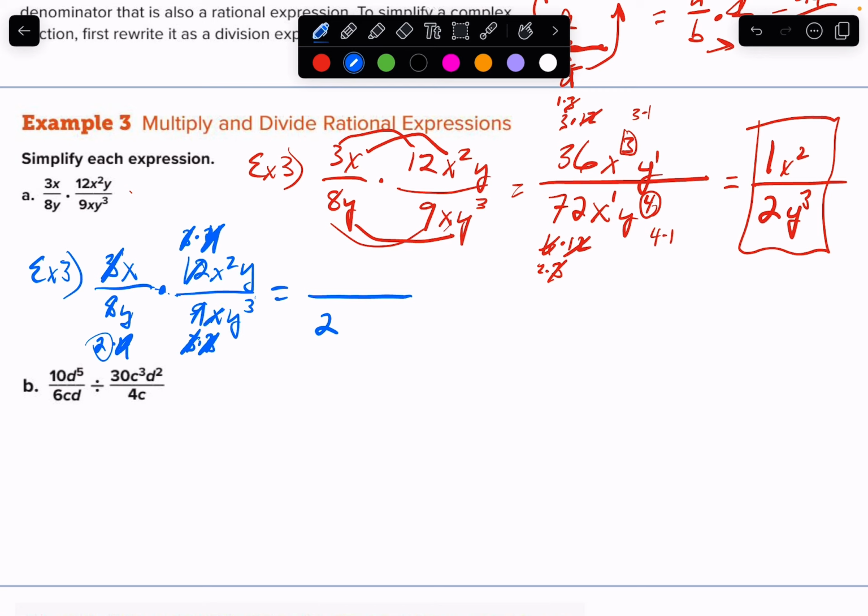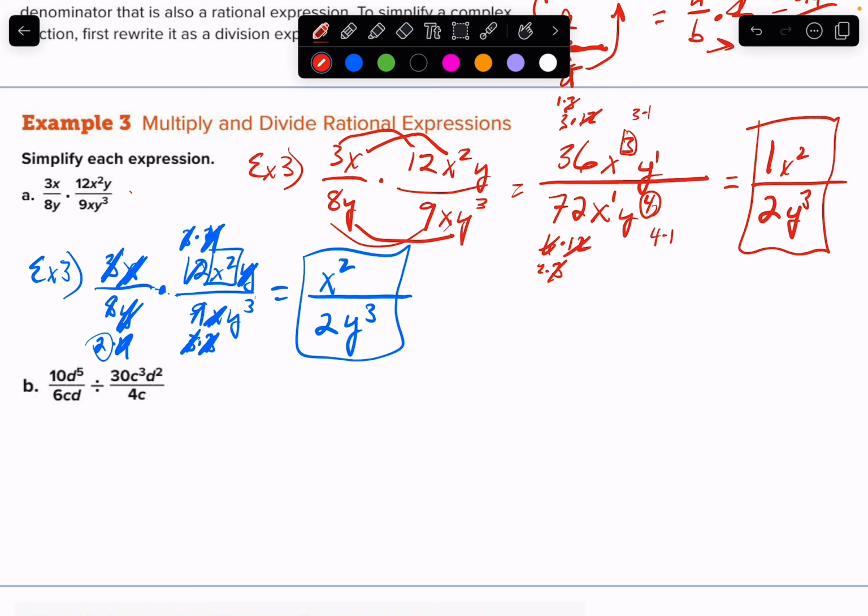Now I'll do my x's. This x and that x cancel, so I've got x squared left in the top. This y and that y cancel. And so I've got y to the third left in the bottom. Same answer. I reduce first instead of multiplying and then figuring out the big pieces, but it works the same either way you want to do it.